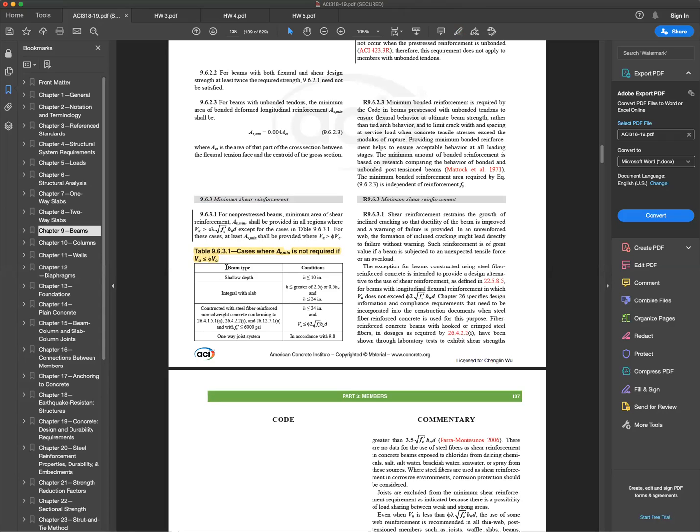So go to your ACI 318-19 and find this table 9.6.3.1. These are exceptions.